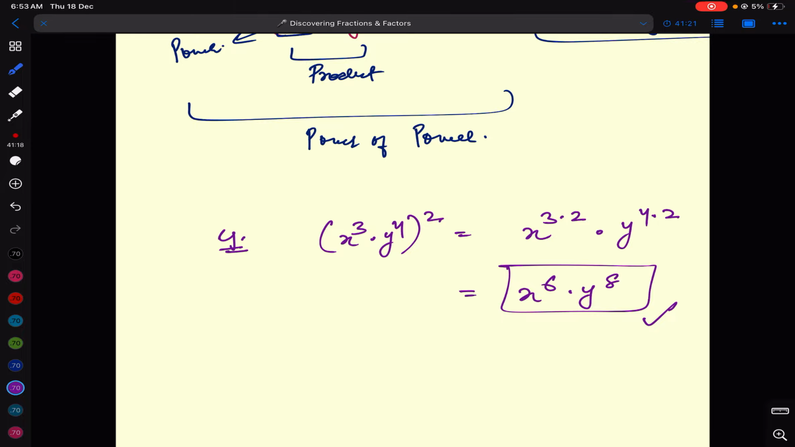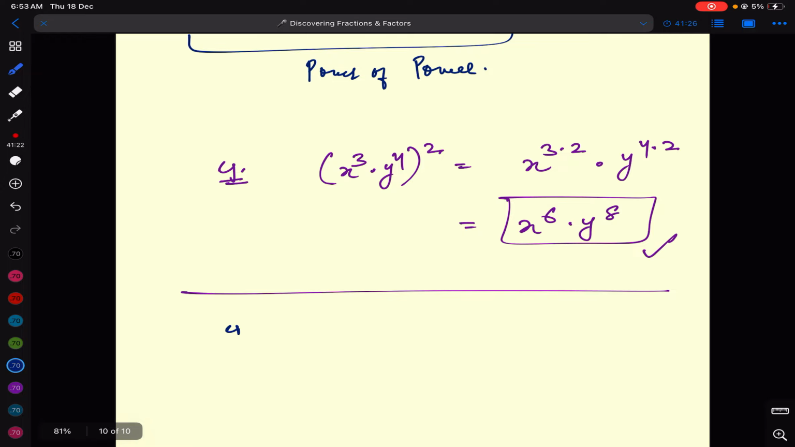So the example that we have here is (x squared times y cubed times z to the 5) whole to the 3. Now this is the example based on the last concept that we studied.